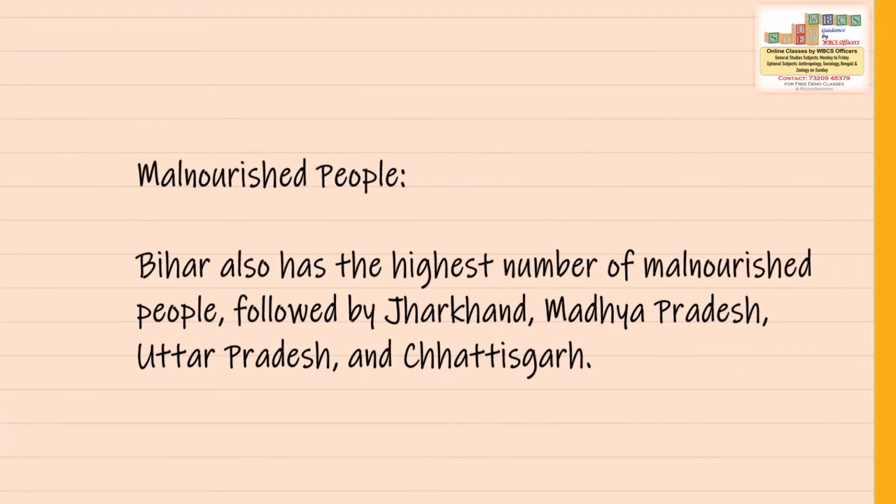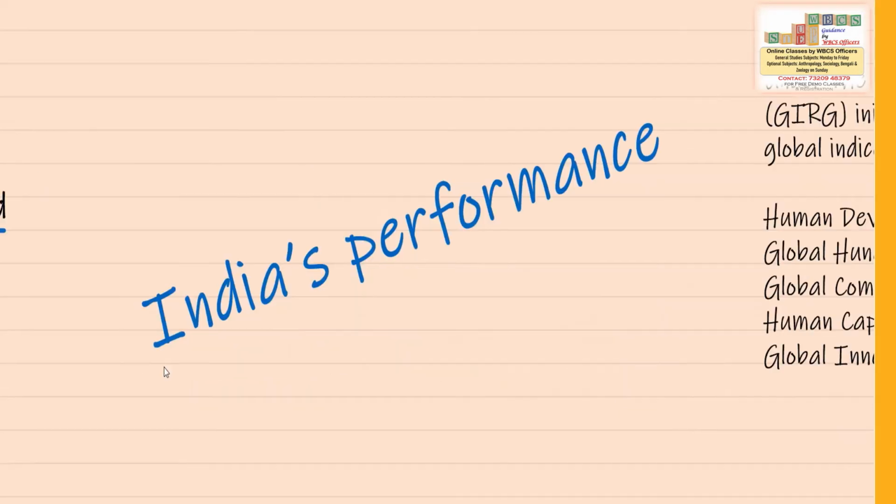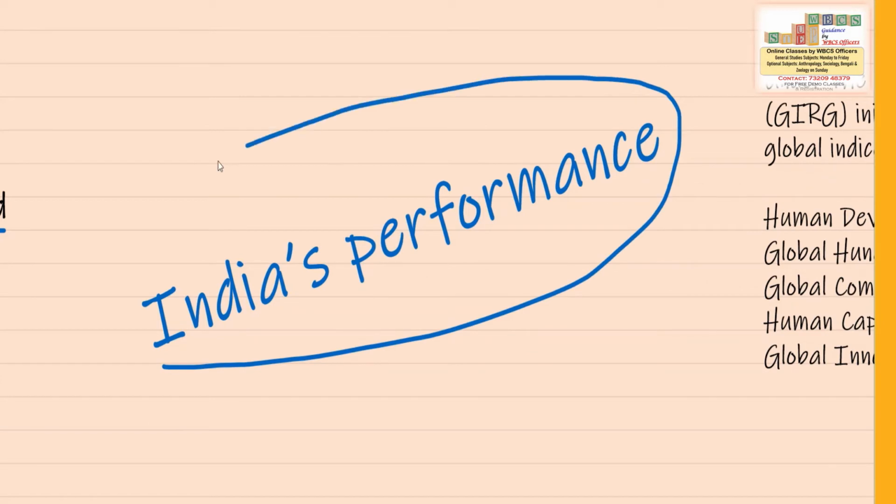Bihar also has the highest number of malnourished people, followed by Jharkhand, Madhya Pradesh, Uttar Pradesh and Chhattisgarh. These are the traditional performers who are always there in this poverty index, performing very poorly. Now let's look at the overall performance of India.